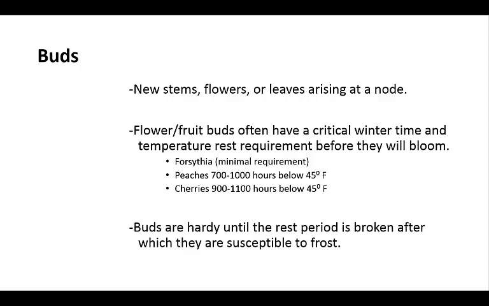So buds are hardy until their rest period or their dormant period is broken, after which they're susceptible to frost. So if we have a warm period in January or February and then temperatures get very cold again, those buds start to come out of their dormancy or their rest period during the warm spell, and then they are quickly subjected to those freezing temperatures, and so many of them may die.